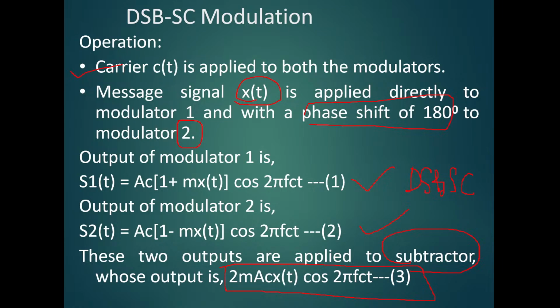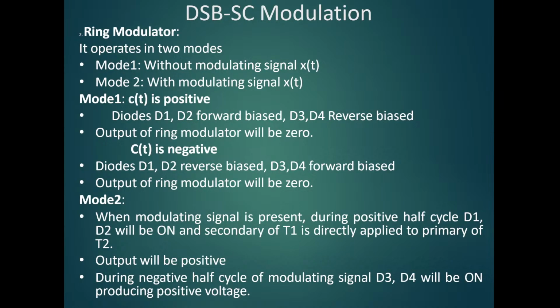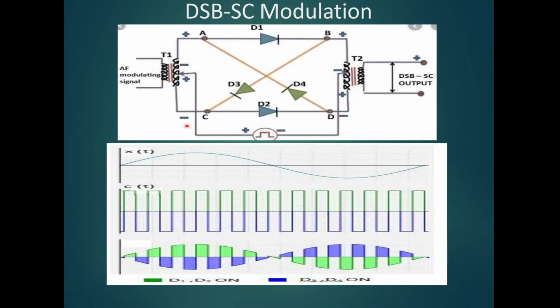Now, the next one is the ring modulator. Basically it has two modes. The first mode is without the modulating signal, and the second mode is with the modulating signal. In mode 1, the carrier c of t is positive. Let me show you the diagram. Yes, this is the diagram. There are four diodes that have been connected in this manner, connected diagonally.